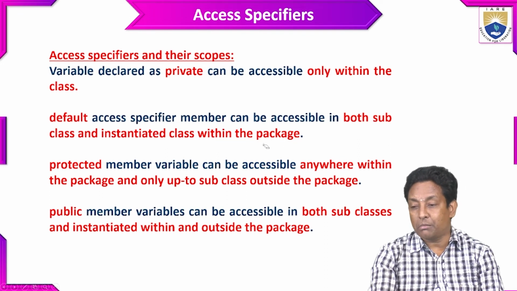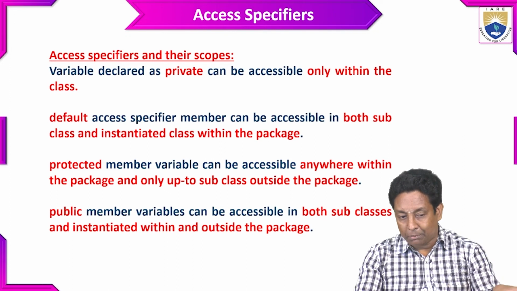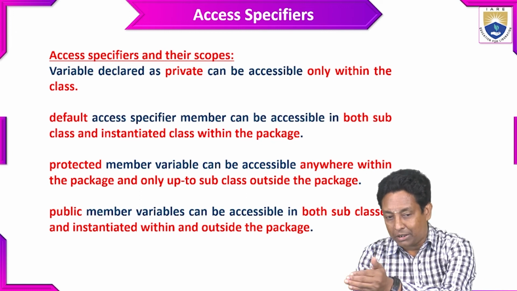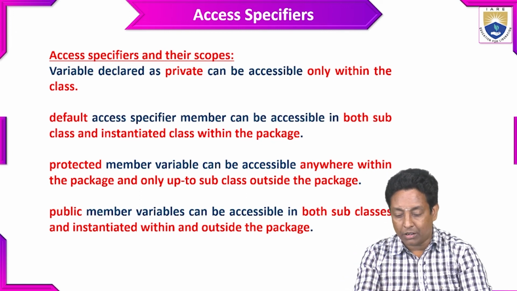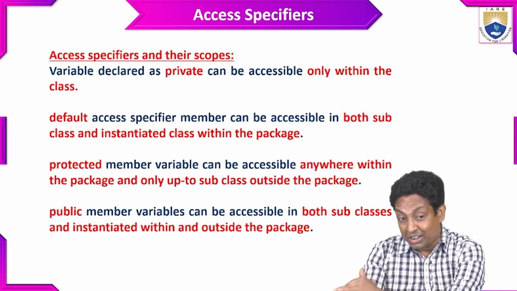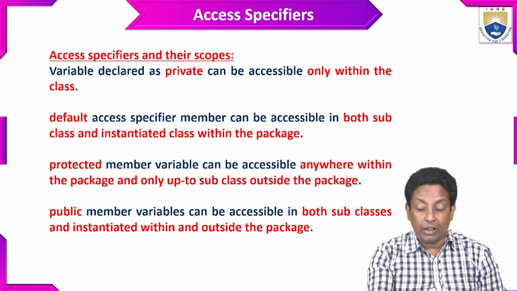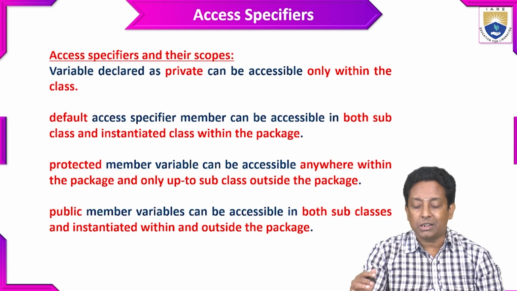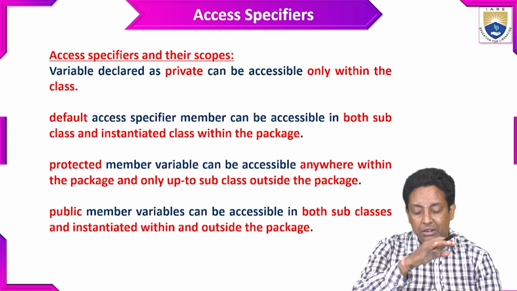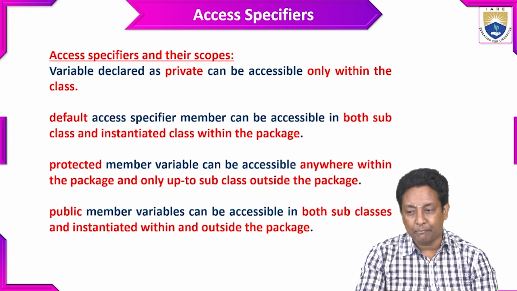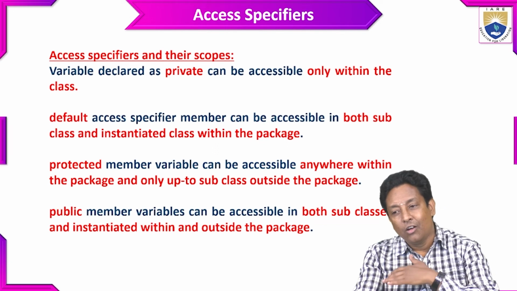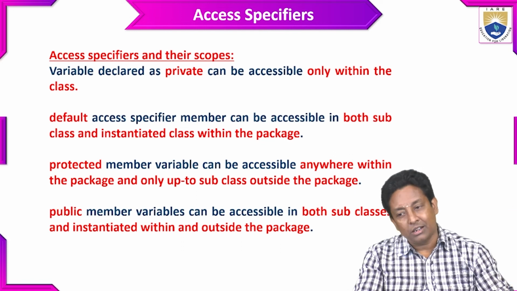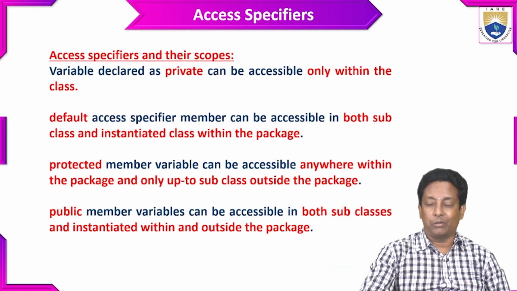A protected member can be accessible within the class, subclass and instantiated class within the package, and only up to a subclass outside the package. That is the last scope of the protected member. A protected member cannot be accessible in an instantiated class outside the package. So anywhere within the package, and only up to a subclass outside the package. Public member variables can be accessible in both subclass and instantiated class, within and outside the package. The public member has all 5 scopes: within the class, subclass and instantiated class within the package, and subclass and instantiated class outside the package.